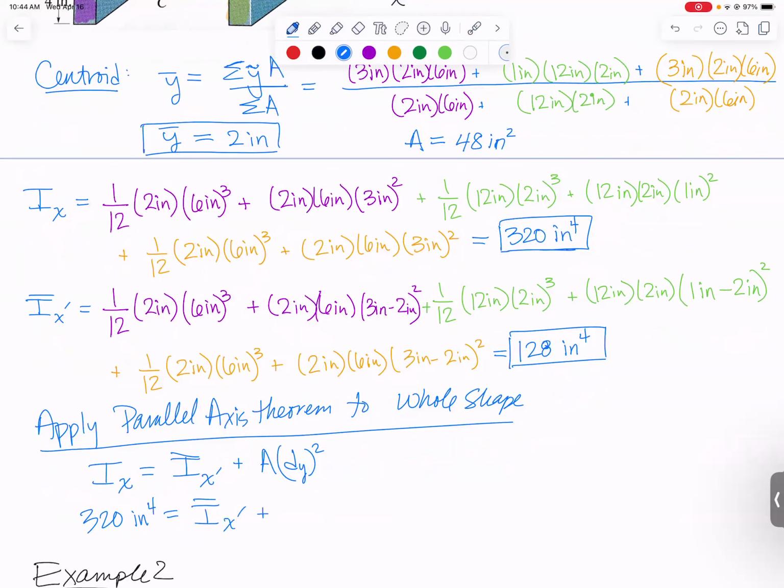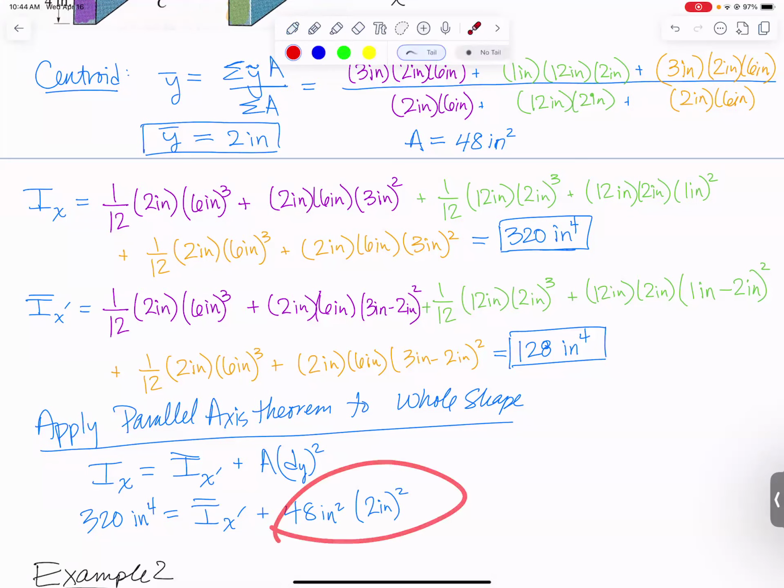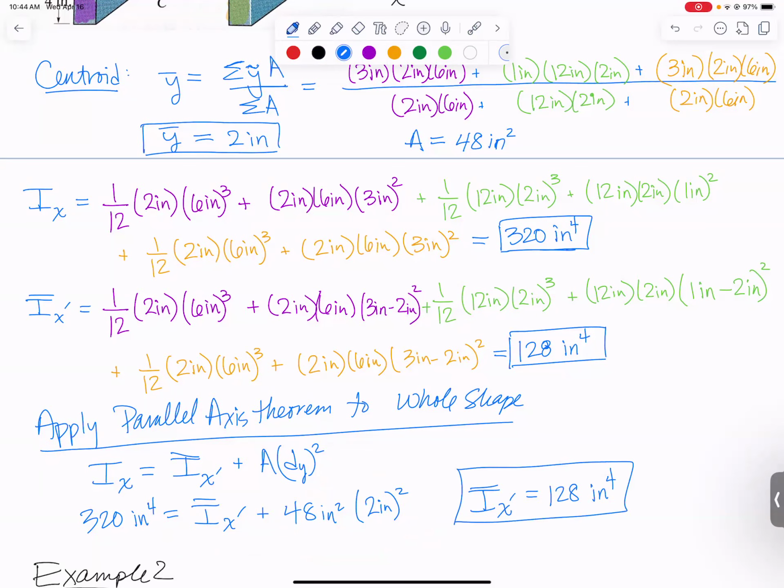Now add in the area, not of an individual rectangle, but of the whole shape. Did you notice I calculated it before and I saved it? It's 48 square inches. And now what I need to do is find the distance between the two axes. Which two axes? The x-axis that I found my 320 inches to the fourth about, and my x prime axis. Oh, that's just y bar. That's just 2 inches. So times 2 inches squared. Solving. So you're going to take this on the right and subtract it from that on the left. And what you get equals 128 inches to the fourth. Same answer, way less math.